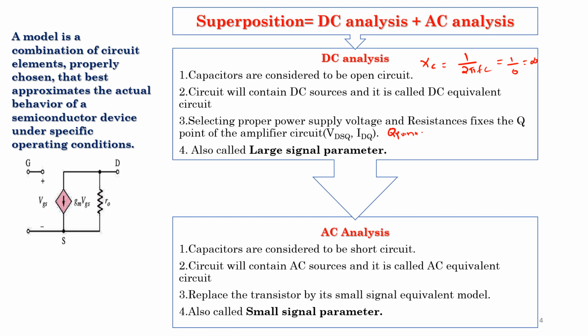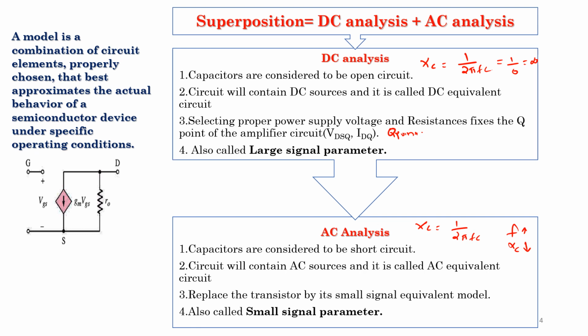Then you will have to do AC analysis, where the capacitor is considered to be a short circuit. Why? Because again the same reason, XC is equal to 1 by 2 pi f C. When you increase the frequency, the reactance is going to decrease. So at higher frequencies, the reactance of the capacitor is considered a short circuit, and the circuit, after considering the capacitor as a short circuit, is considered to be the AC equivalent circuit.